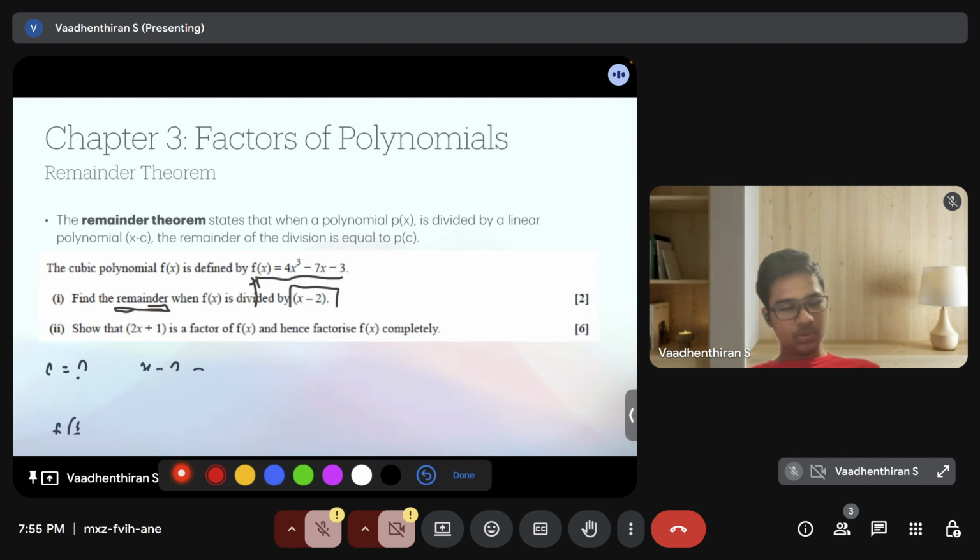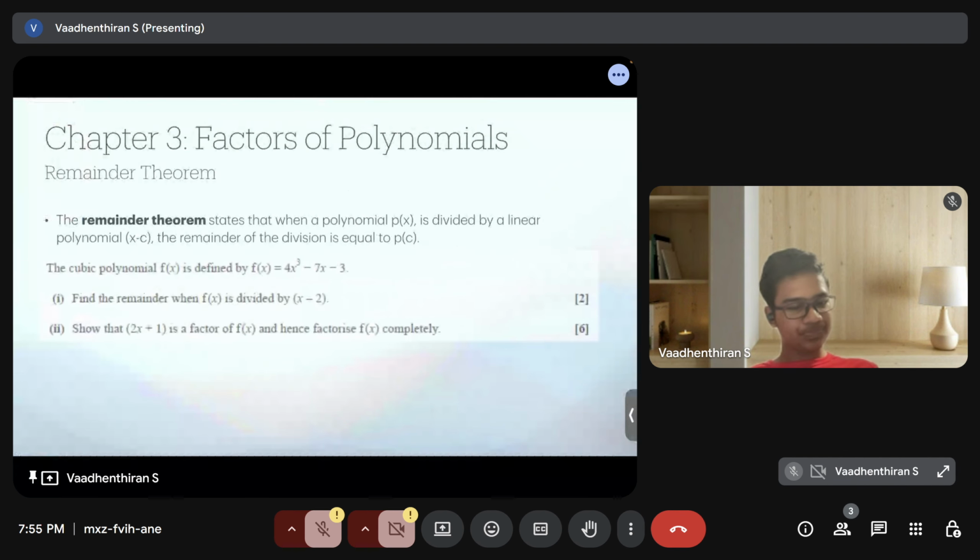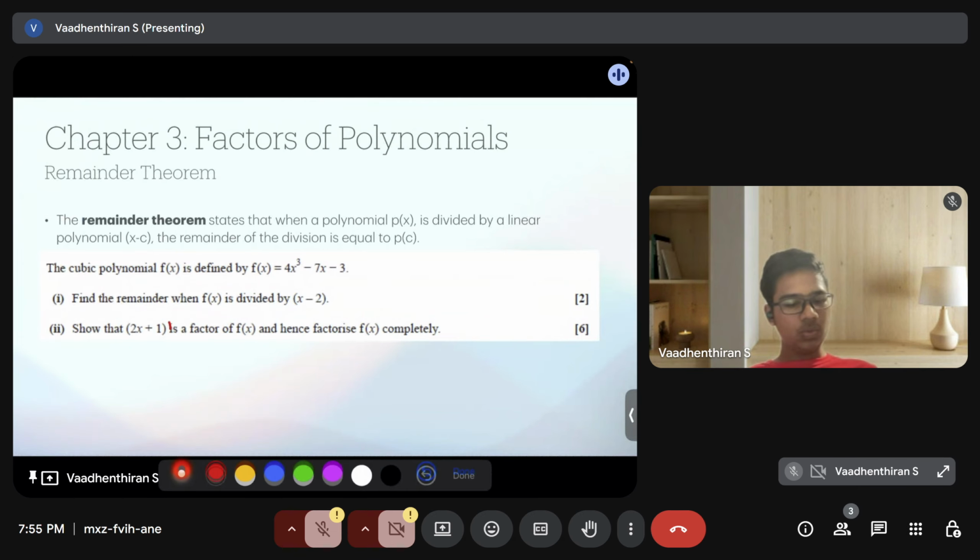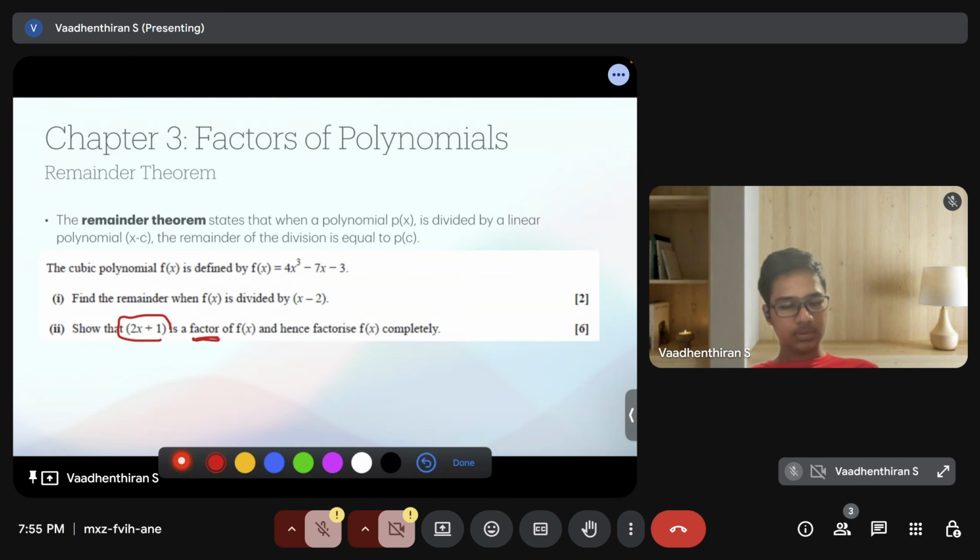Now let's go to the second part of the question. Show that 2x plus 1 is a factor. So use the factor theorem again to show it. I hope you know how to do it. From the previous slide, we saw how to do it with a different function. Here, you need to factorize this function completely. How do you do that? There are two main methods: one is long division or synthetic division.